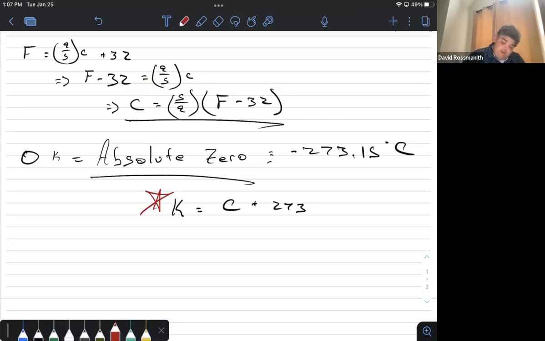Of course, if you want to go the other way, if you know Kelvin, what is it in Celsius? Well, it's Kelvin minus 273. You just move the 273 over. And there we go. So in physics, every equation that we're going to work with, which involves temperature, requires you to use Kelvin as the scale. So if you're given information that's in Celsius, convert.